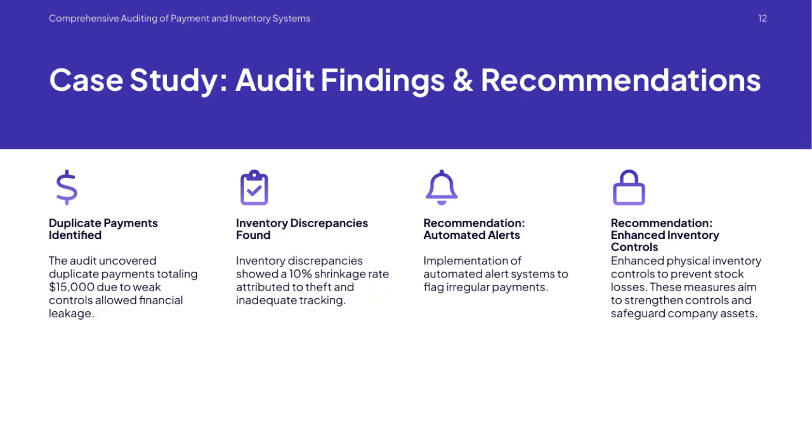During the audit, we identified some critical issues that need immediate attention. First, we found duplicate payments amounting to $15,000. These occurred because the existing controls were too weak, allowing financial leakage to happen without detection. Next, the inventory review revealed a 10% shrinkage rate, which is quite significant, and this was mainly due to theft and poor tracking processes. To address these problems, we recommend implementing automated alert systems to quickly flag any irregular payments.